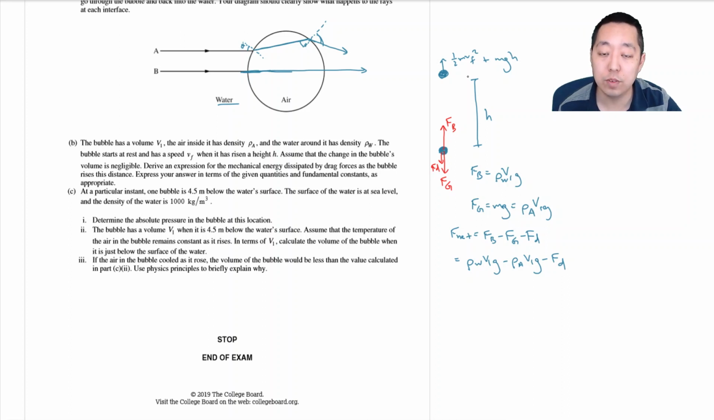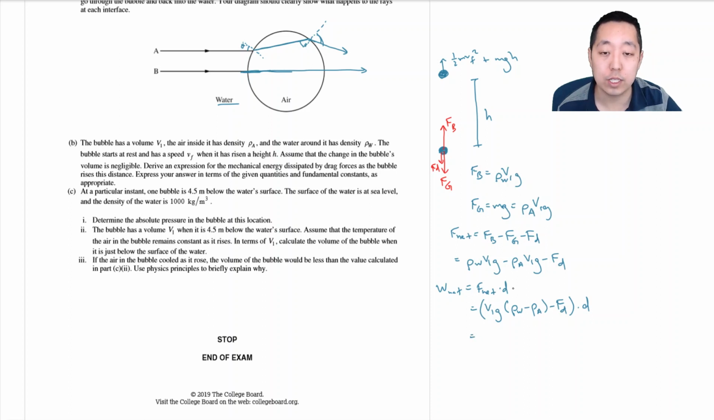So where did that energy come from? It must have come from work done by this net force. So the net work done on the system is the net force on the system times the distance, right? Work's equal to force times distance. And so we have to do all of this. I'm going to factor out V1 g over here, by the way, and just make this V1 g times rho W minus rho A minus the drag force times D. Okay, that's the work done by the net force on the object.